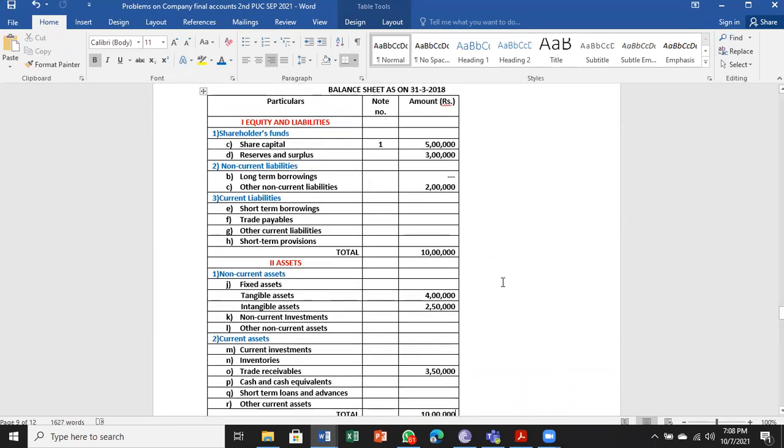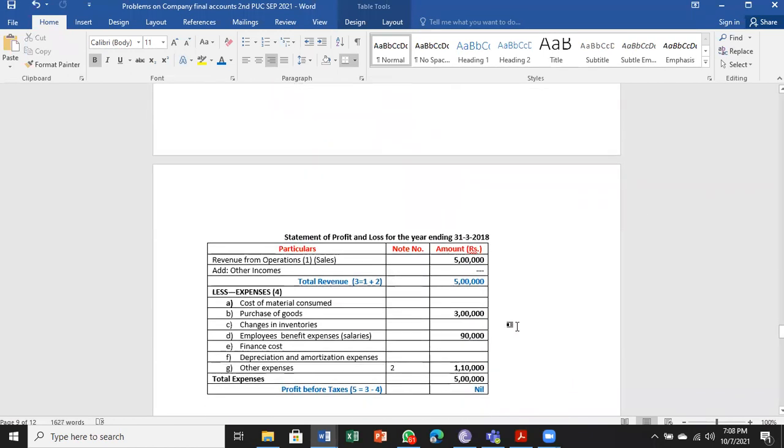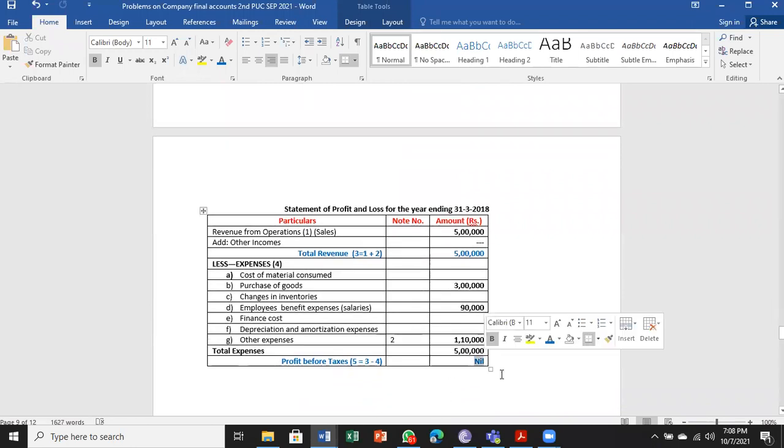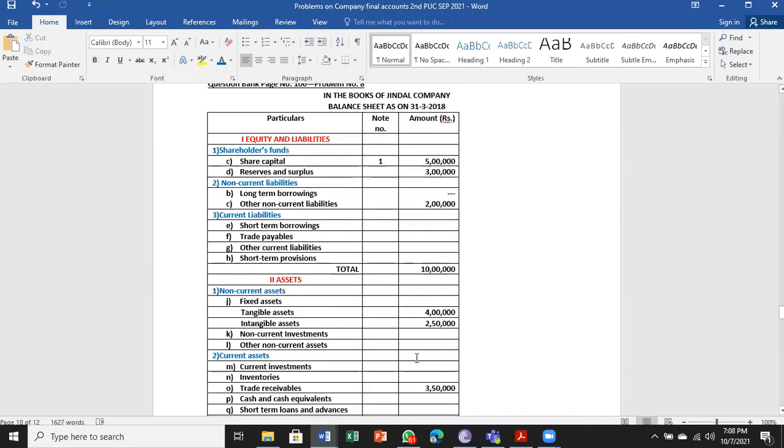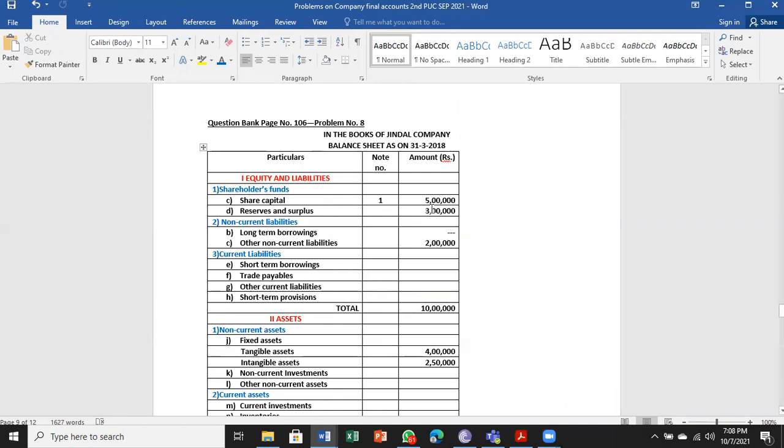So this is how it goes on. So fortunately, we don't have here any income. If this income is there, we have to go for reserves and surplus. We have to add it over here under reserves and surplus. So profit is nothing but surplus.